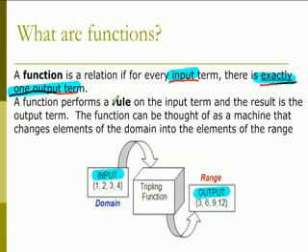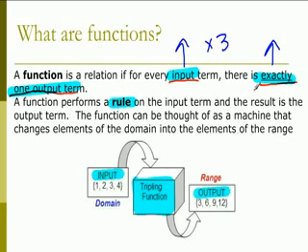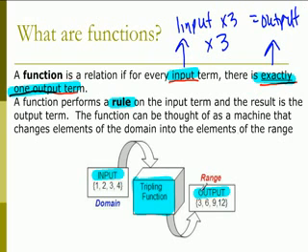Now functions always perform a rule. They tell you what to do. So in our machine down here, you see there's a rule and it says we're going to triple the number. So what happens is you take your input term, and you multiply it by 3 and you get your output term. So input times 3 equals output. That's kind of like our equation.